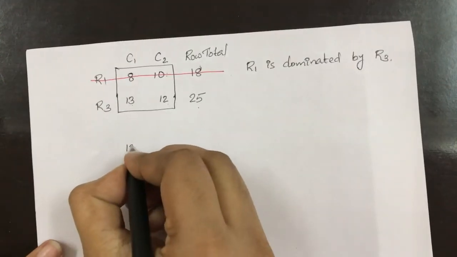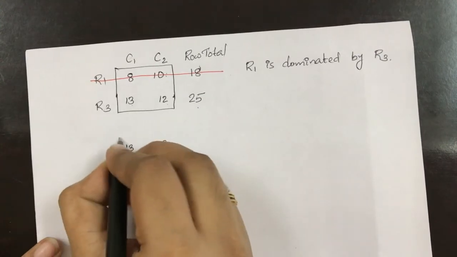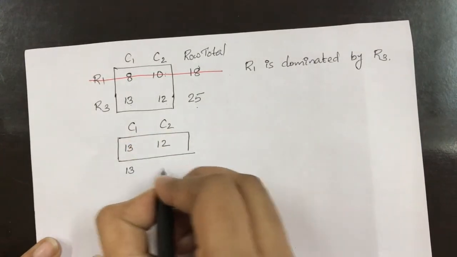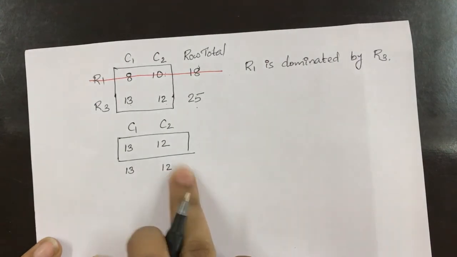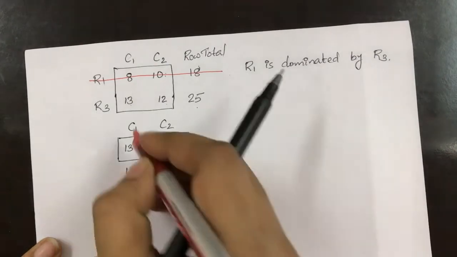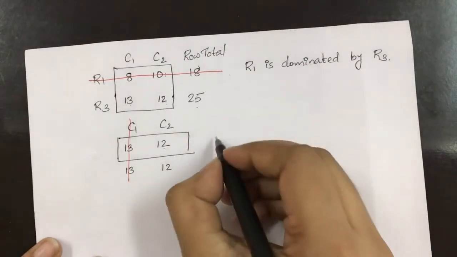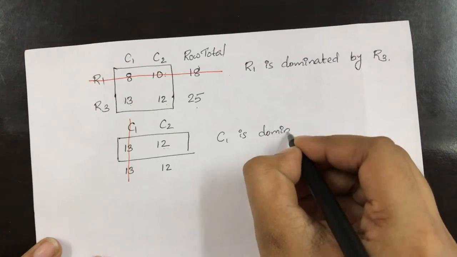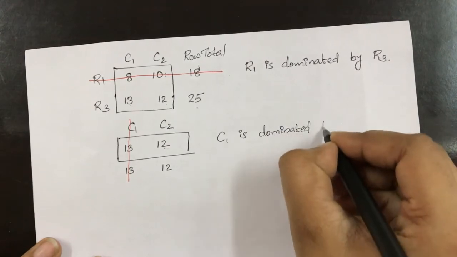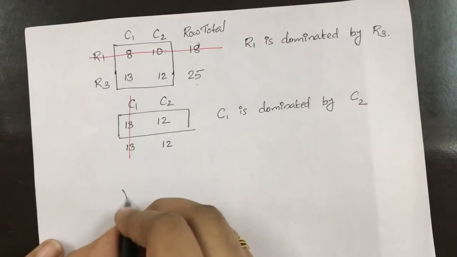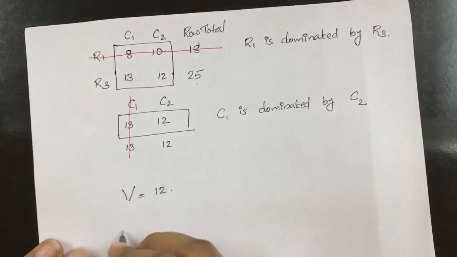Then the reduced table is 30, 12 with C1, C2. Column total: 13, 12. Take the lowest column and compare it with the highest: 12, 13. This is the highest, so delete the highest and write C1 is dominated by C2. The value of the game is 12. So the value of the game is 12.